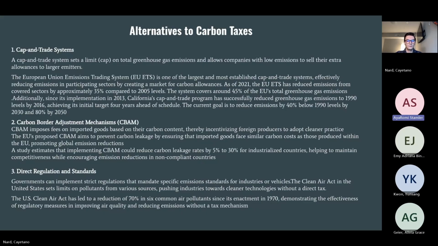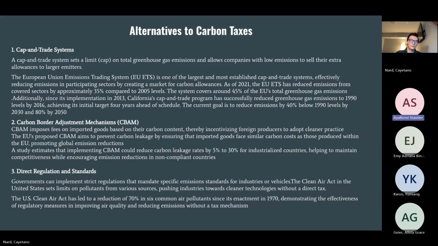Another system is the carbon border adjustment mechanism. That means that countries can impose fees on imported goods based on their carbon content, and thereby they can also make foreign producers adopt cleaner practices. And we can see that implementing the CBAM system could reduce carbon leakage that we talked about by 5% to 30% in industrialized countries.